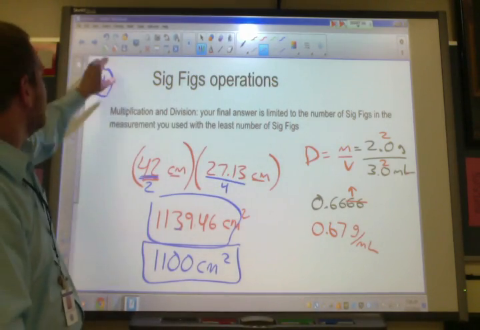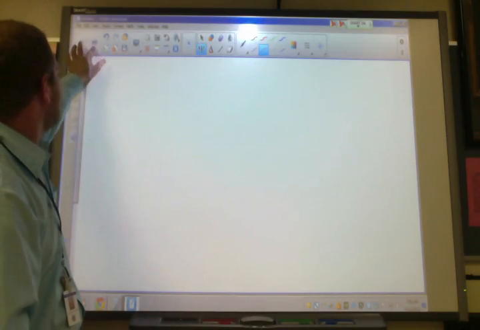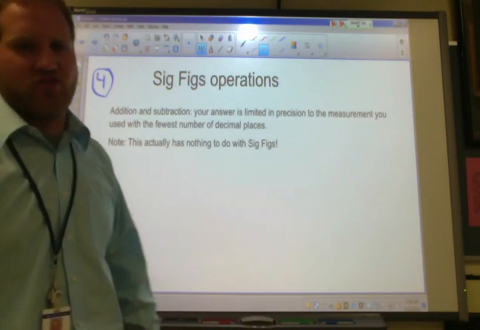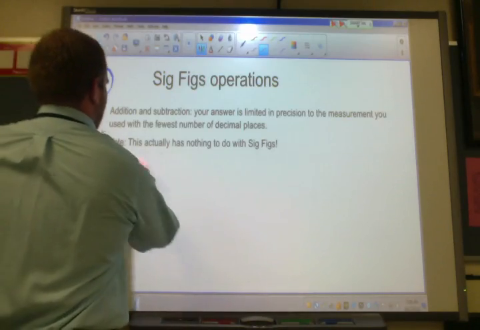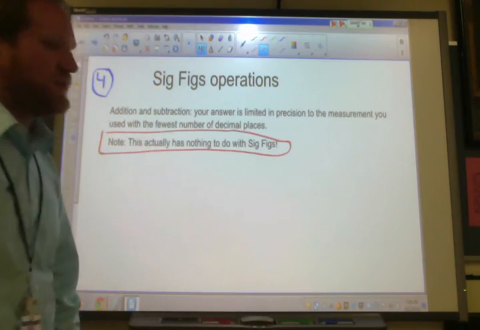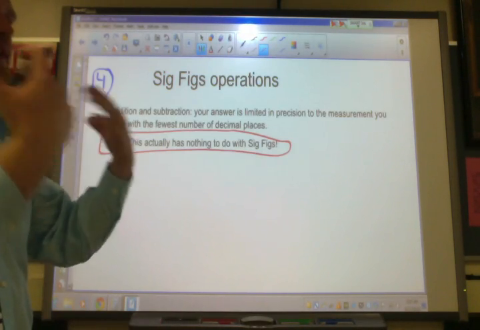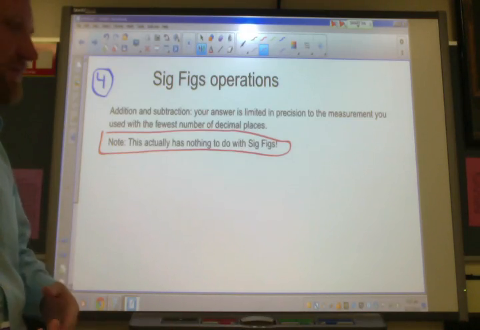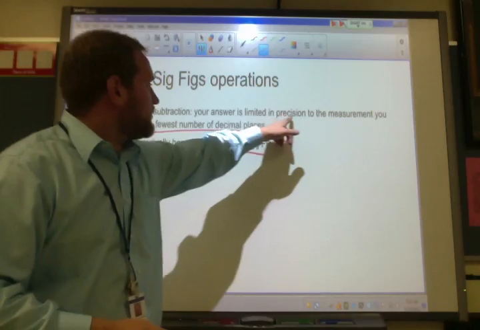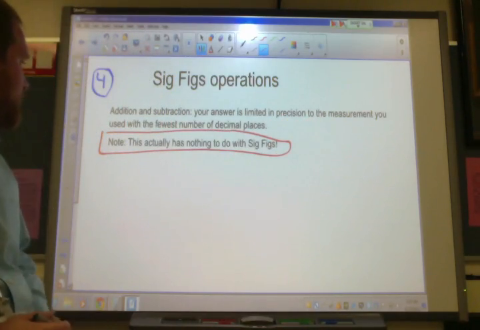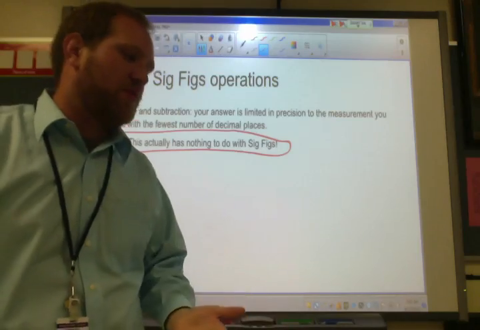Okay. Moving on to addition and subtraction. Now, please note this. I include this with sig figs, but it actually has nothing to do with sig figs. It has to do with decimal places, and by that I mean numbers after the decimal. Your answer is limited in precision to the measurement you used with the fewest number of decimal places.